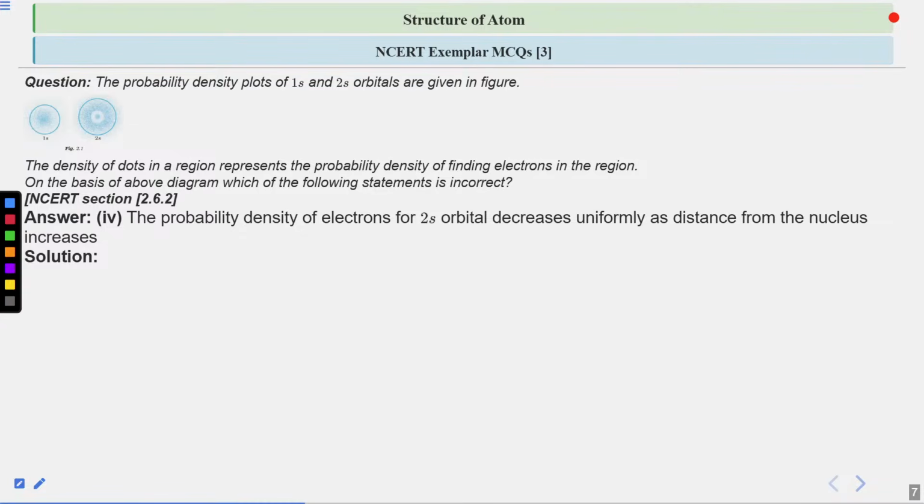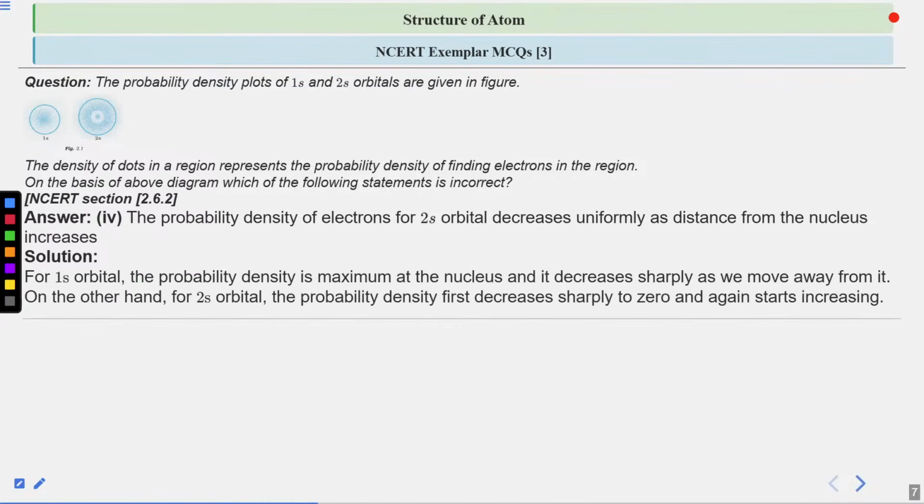So what can we write in the solution part? As we move for 1s orbital, the probability density is maximum at the nucleus, and then it decreases very sharply as we move away from it. Very good. But what about the 2s orbital? If you look at this graph here, you can see a region having a lighter portion in the middle. So it is first increasing, then it is decreasing in this middle part, and again it is increasing, and then it goes on decreasing.